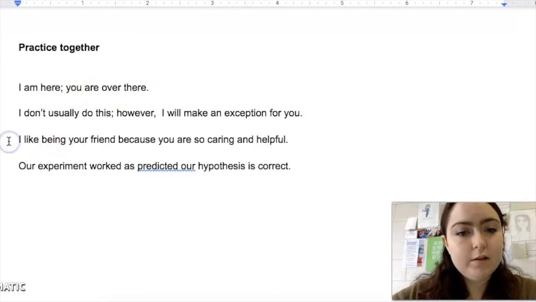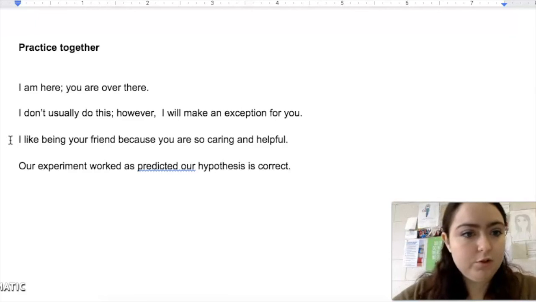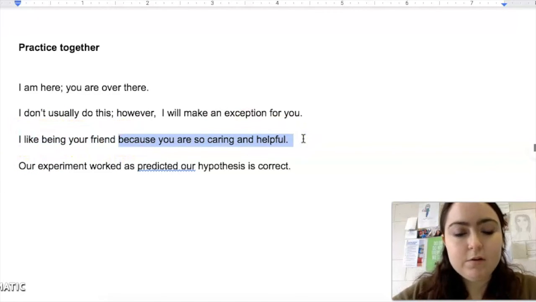I like being your friend because you are so caring and helpful. Ooh, we have to decide, is a semicolon even appropriate to use in this situation? Okay, I like being your friend, independent or dependent? Well, we have subject, I, predicate, like being. Nothing's in front of I, so we know this is independent. Good to go so far, but then we have because you are so caring and helpful. Okay, our subject is you, predicate is are, but we've got a dependent marker word in front of that, which tells us this is a dependent clause.